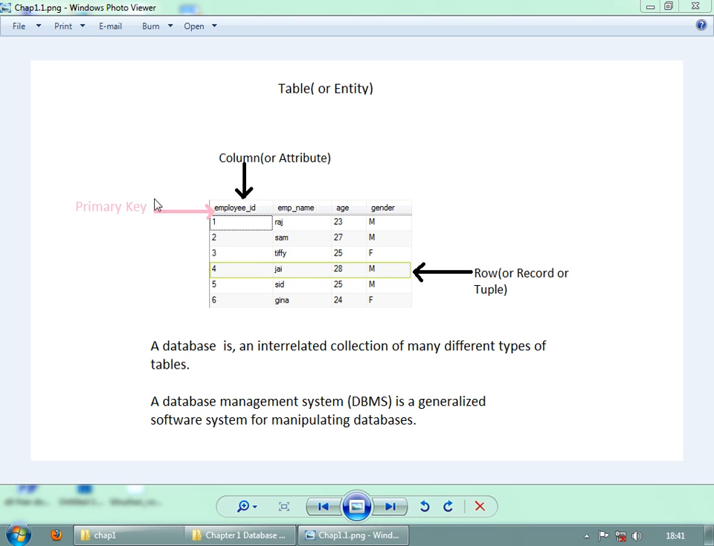Now, a table usually has a primary key. The primary key is the distinguishing factor for each row. For example, over here, the name Raj can repeat for more than one row. However, the primary key, which is employee ID over here, has to be unique for each row.